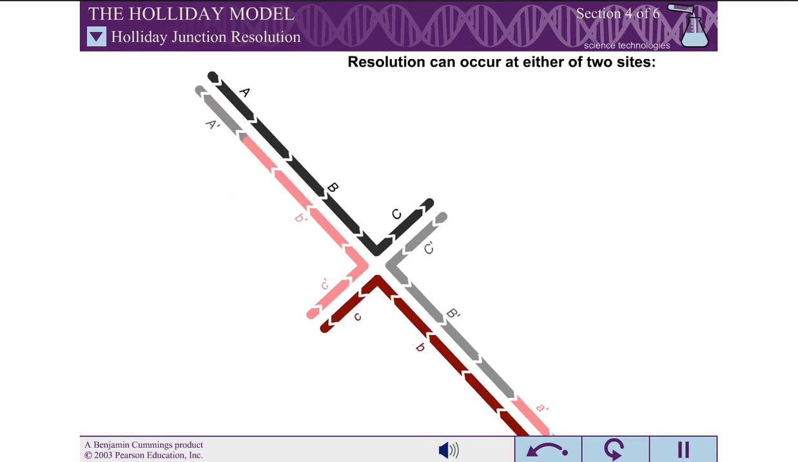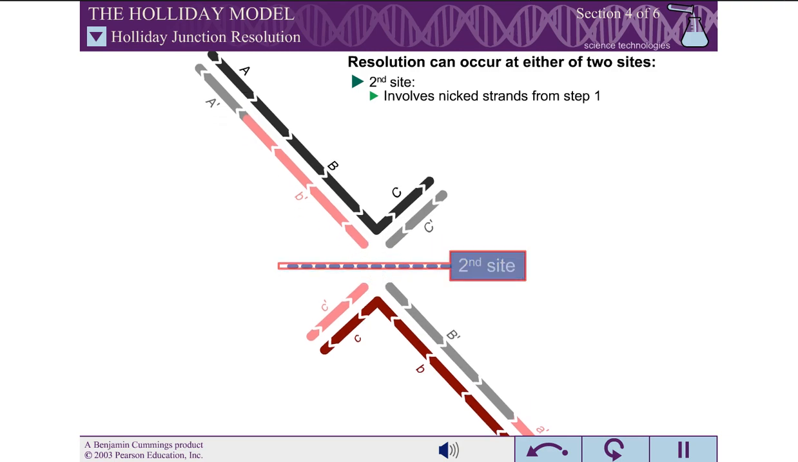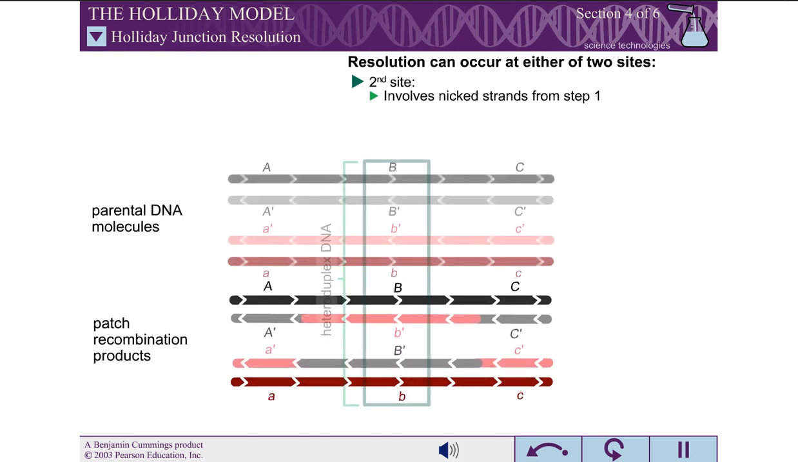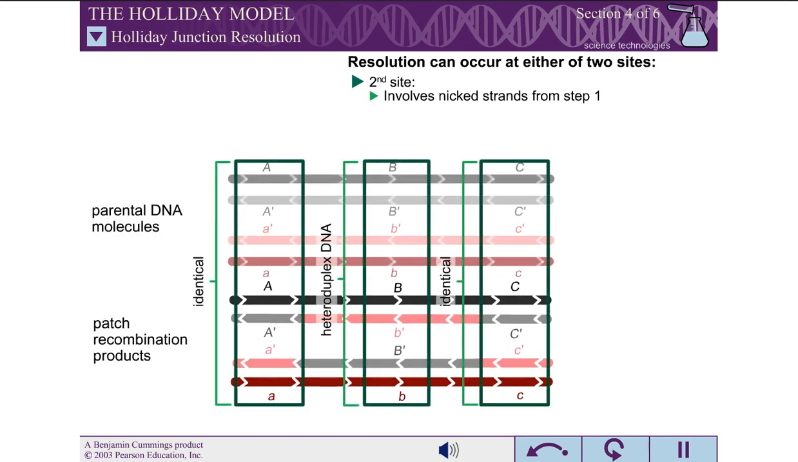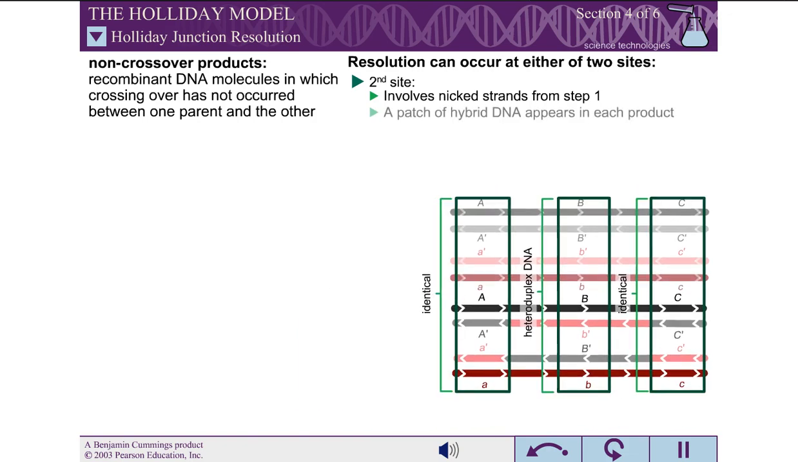The second possible cut site occurs in the pair of strands that were nicked during the first step of recombination. These strands can be easily identified because they each consist of a mix of colors at this point in the model. The resulting duplexes are called patch recombination products because they contain a patch of hybrid DNA. Since the A and C alleles are still present together on one of the product DNA duplexes, these products are also called non-crossover products.